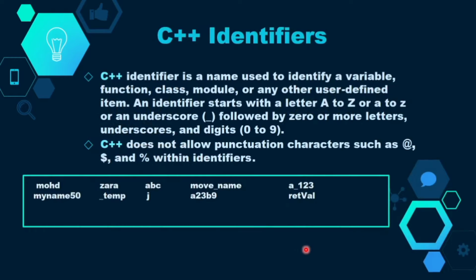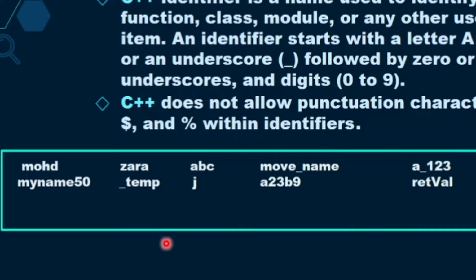C++ identifiers. A C++ identifier is a name used to identify a variable, function, class, module, or any other user-defined item. An identifier starts with a capital letter A to Z or small letter a to z, or an underscore, followed by zero or more letters, underscores, and digits. C++ does not allow punctuation characters such as @, $, and % within identifiers. So here are some examples of acceptable identifiers.